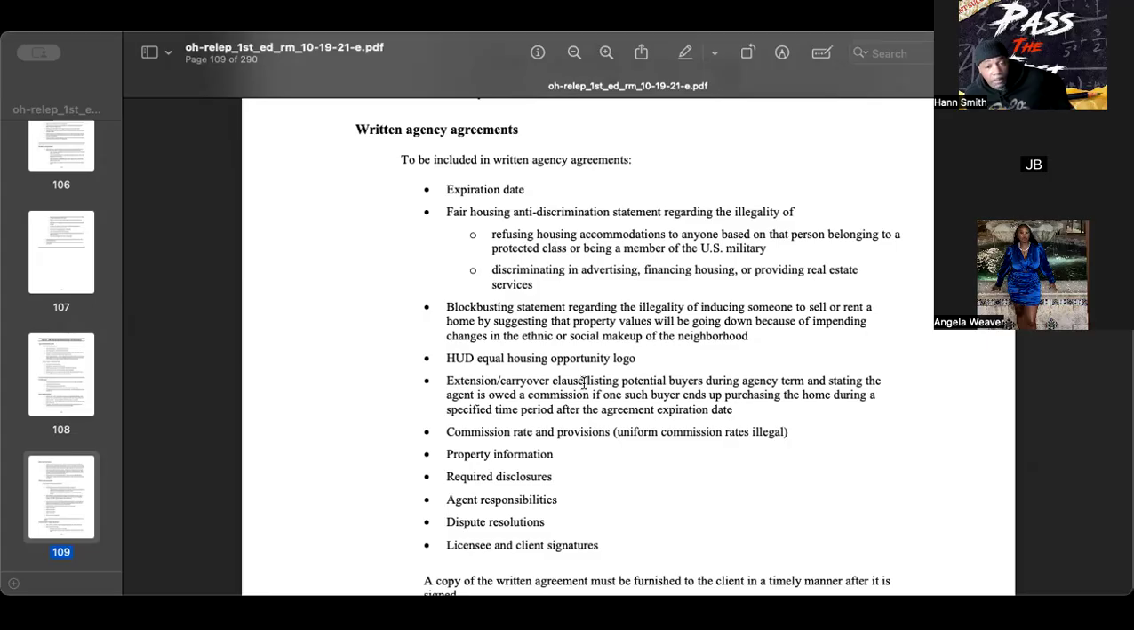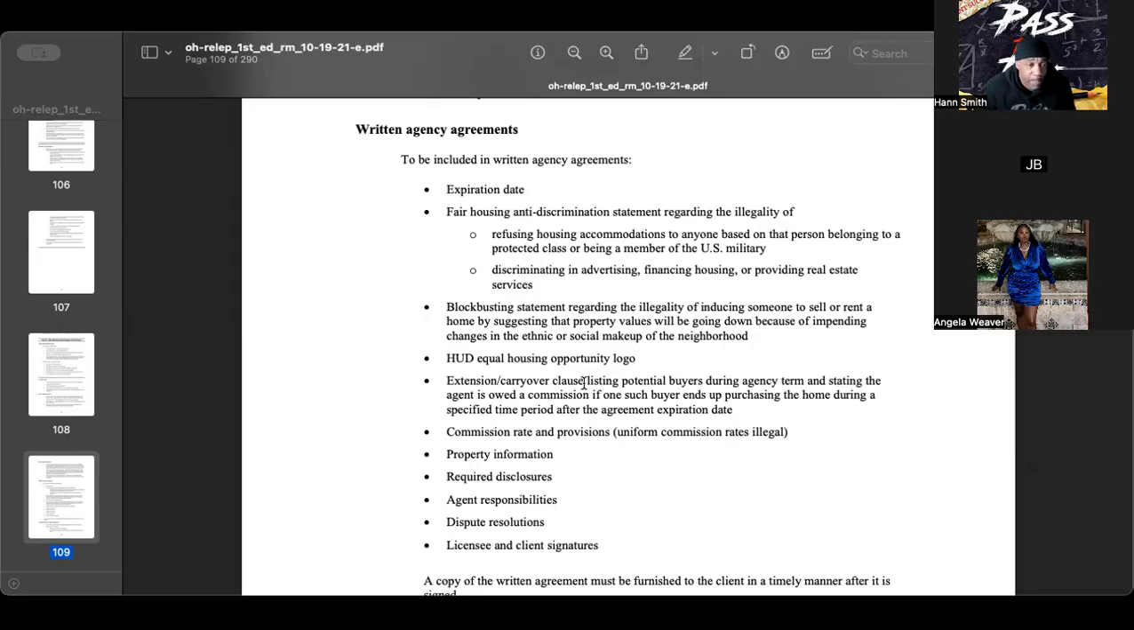All right. Let's read that part. Extension carryover clause: listing potential buyers during the agency term and stating the agent is owed the commission if such a buyer ends up purchasing a home during a specific time period after the agreement expired. That's called a protection clause, right? So say, for instance, you're the seller's agent and you've shown a bunch of people the house, and one day when you weren't there, a buyer who was at an open house a couple of days ago shows up at the house, and they say, well, look, I see you only have about another month to go on your listing.